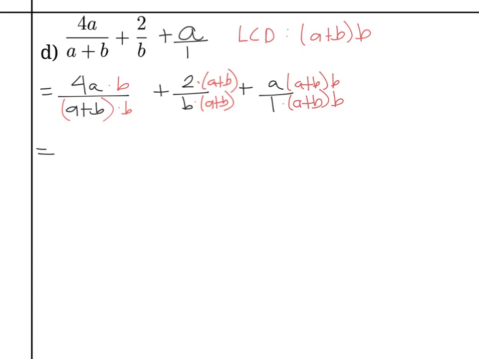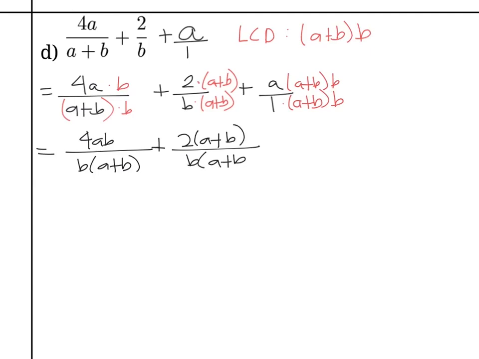So in the first fraction we have 4ab all over b times a plus b, plus in the numerator we have 2 times a plus b all over b times a plus b, plus in the numerator we've got a times b times a plus b. I'm just going to rearrange it. So we've got a plus b all over b times a plus b.